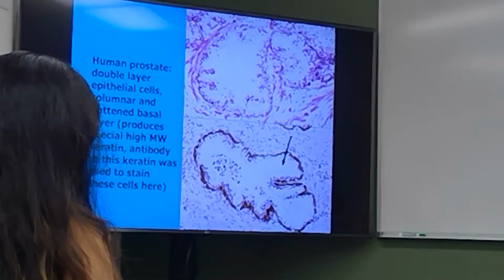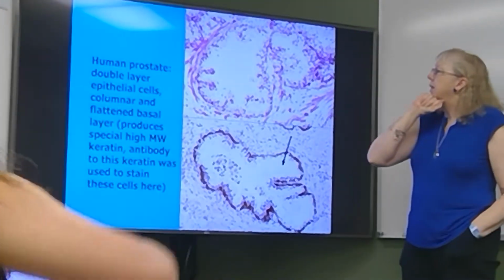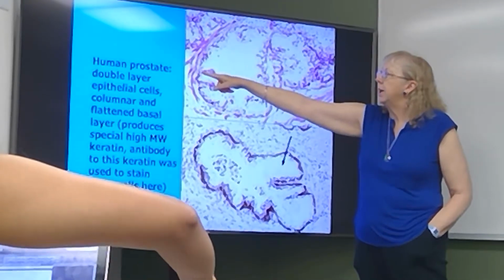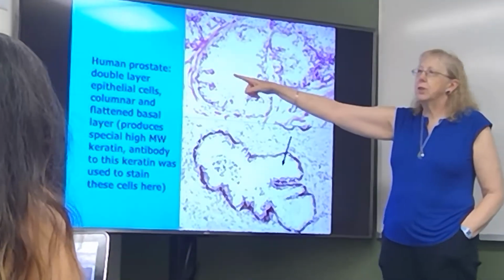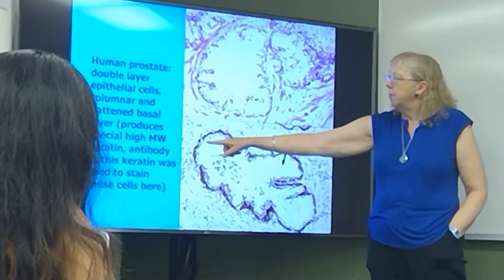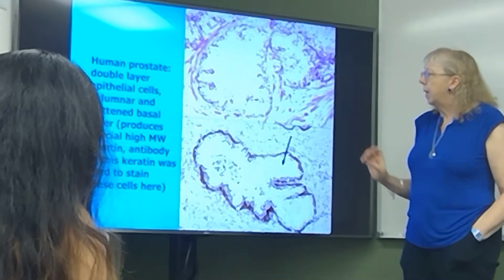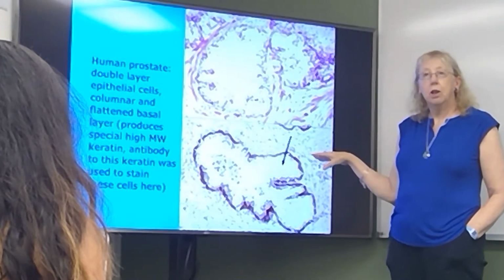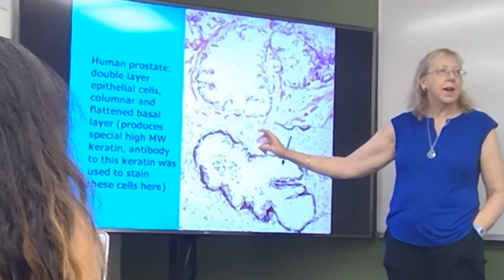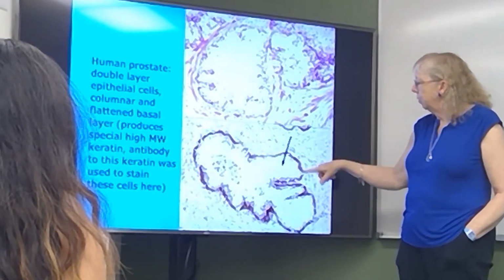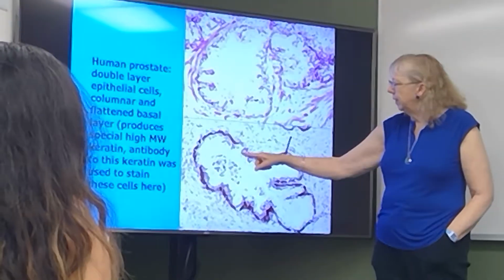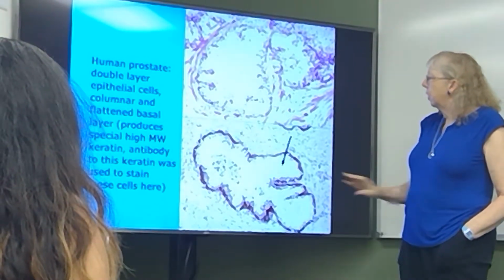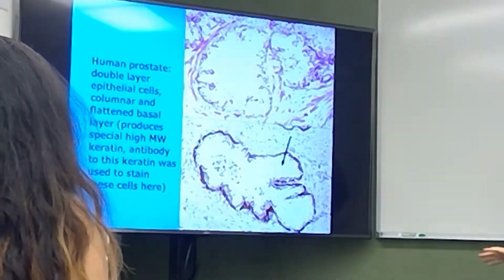Here is human prostate. The prostate gland is interesting because it has a more columnar surface layer of cells and then a basal layer underneath it. That basal layer, it turns out, is producing a high molecular weight keratin. By producing an antibody to that protein and attaching a coloring molecule to it, they are able to see exactly where that basal layer is and note that the surface layer does not stain that way. So that's another interesting thing. This is an example of immunohistochemistry.